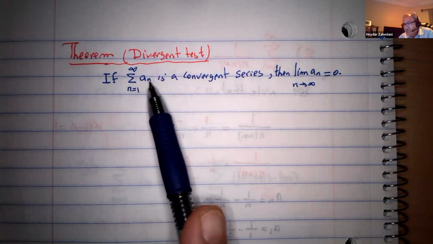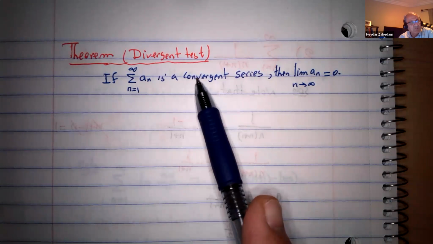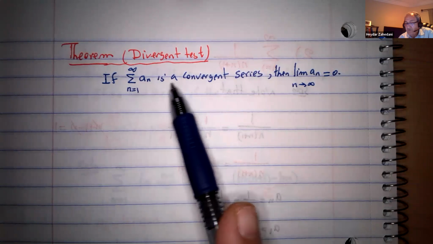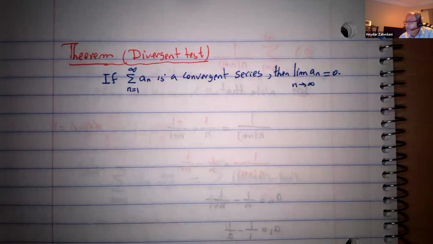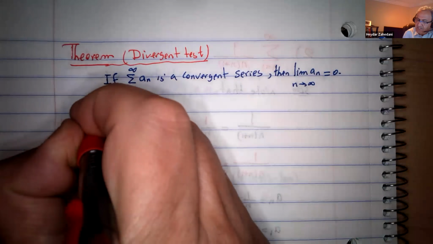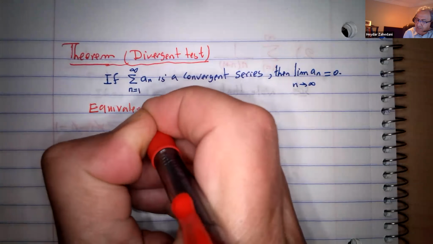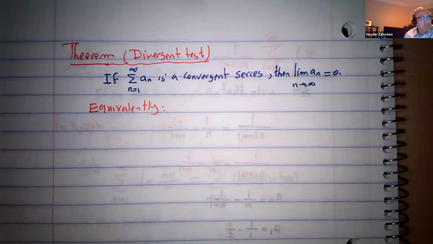Because you cannot use this one to prove that a series is convergent. This theorem tells you that if it converges, then the limit is 0. But there is an equivalent form, you see. That's why I call it divergent. Equivalently, what does it mean?